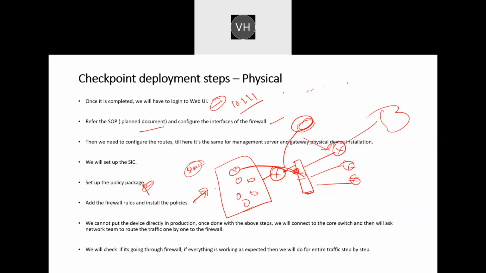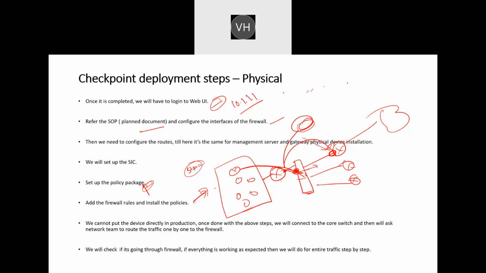Earlier, from this router, if it wanted to go outside, it had to reach here. Now, on the router, we will change the gateway to this firewall interface IP address. Then the traffic will come to the firewall, and based on the firewall rules we have created, it will go further.